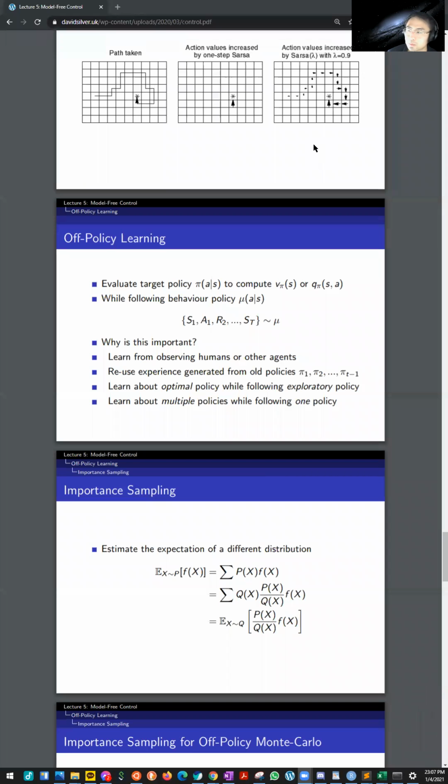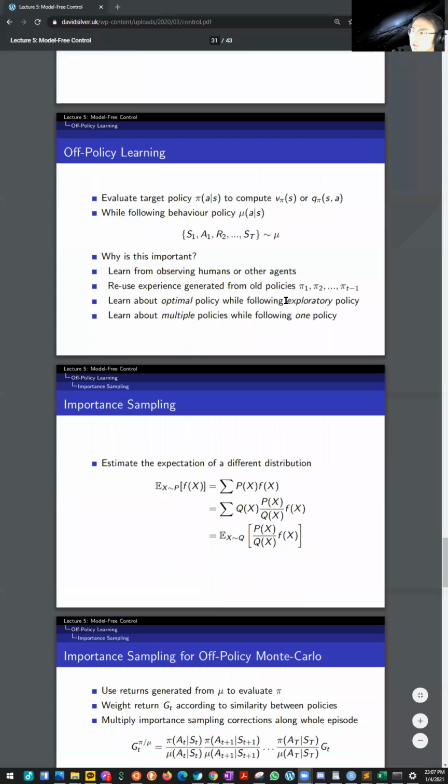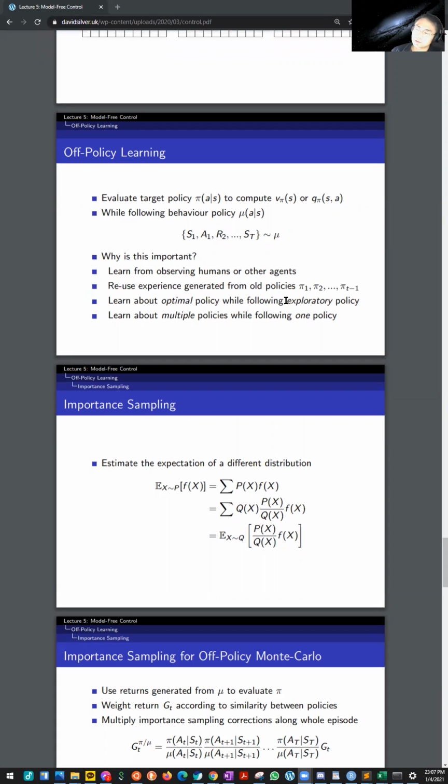Hi, today I'm going to talk about off-policy learning. Off-policy learning, unlike on-policy learning, is basically differentiating between the update policy and the action selection policy, in other words, the behavioral policy. So now we have the target policy and the behavioral policy.